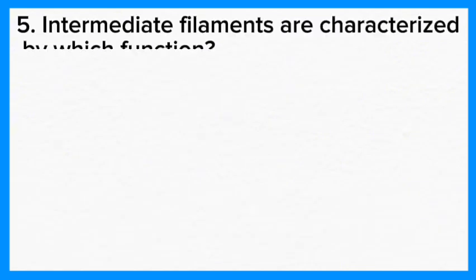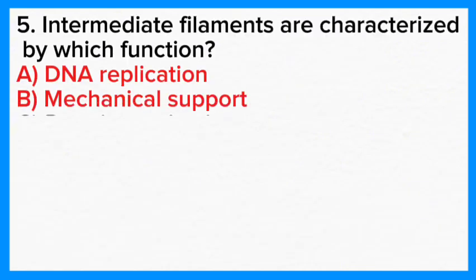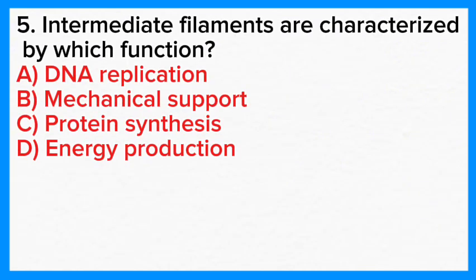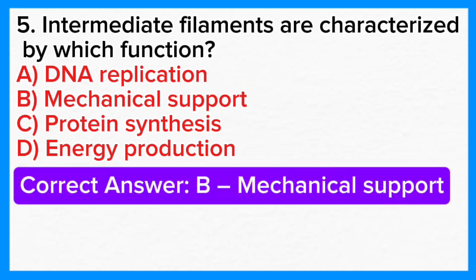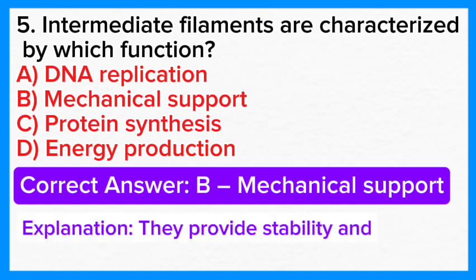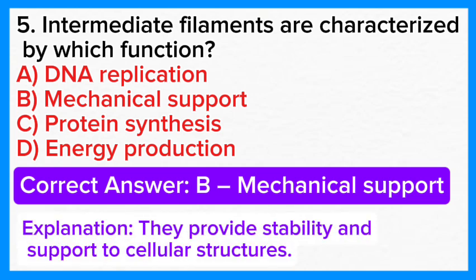5. Intermediate filaments are characterized by which function? A. DNA replication, B. Mechanical support, C. Protein synthesis, D. Energy production. Correct answer, B. Mechanical support. Explanation: they provide stability and support to cellular structures.